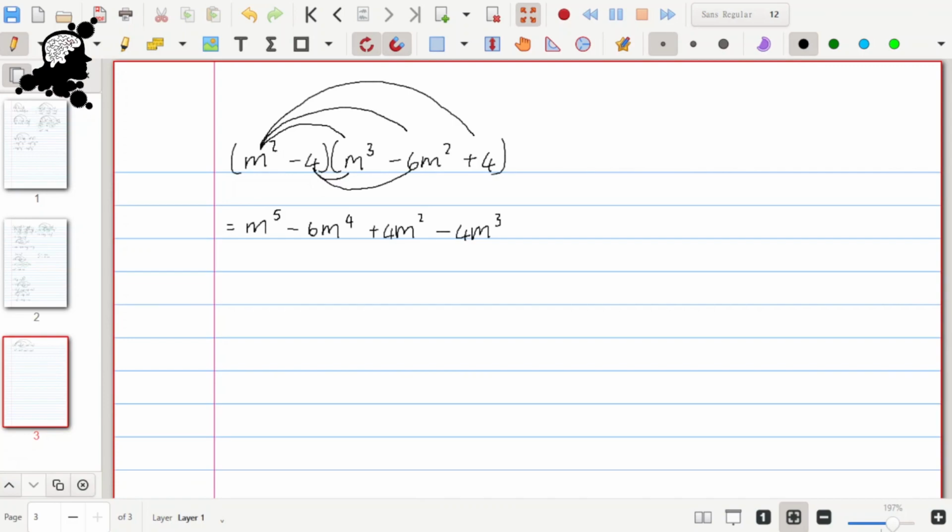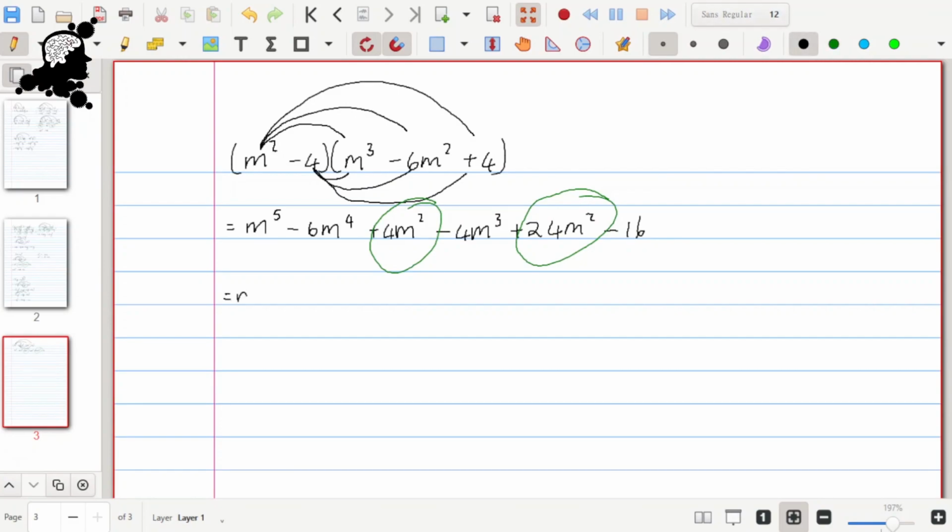Negative 4 times negative 6m squared. This is going to be, let's see, 6 times 4, that's going to give us positive 24m squared. Lastly, negative 4 times 4, this is going to be negative 16. Now we need to check, do we have like terms? Yes, we do. We've got 4m squared and 24m squared. We can actually go ahead and add these.